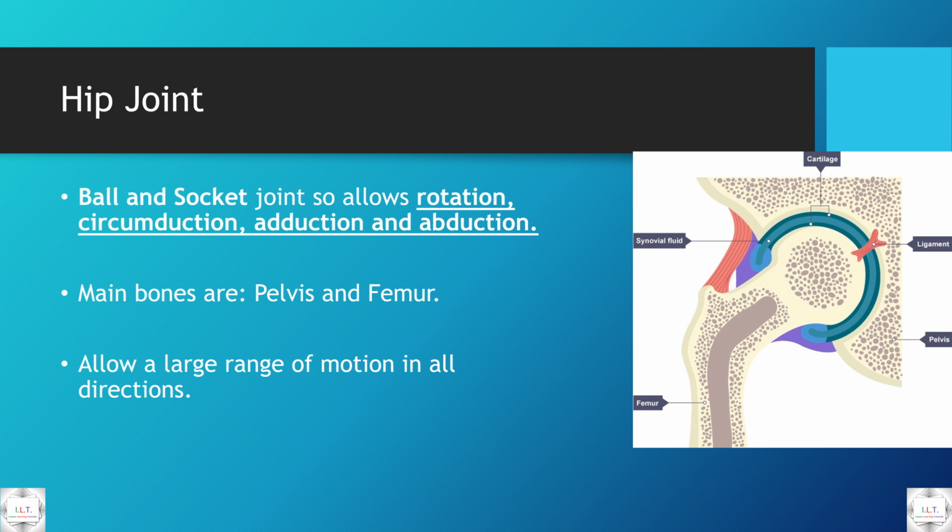So if you're making your own revision notes, you should see that where a hinge only allowed flexion and extension, the ball and socket allows a much greater range of motion. And within the hip joint, the major bones involved are the pelvis and the femur. So if you have a look at the diagram on the right, you can see how the head of the femur connects into the pelvis, and that's an example of how the ball and socket joint works.